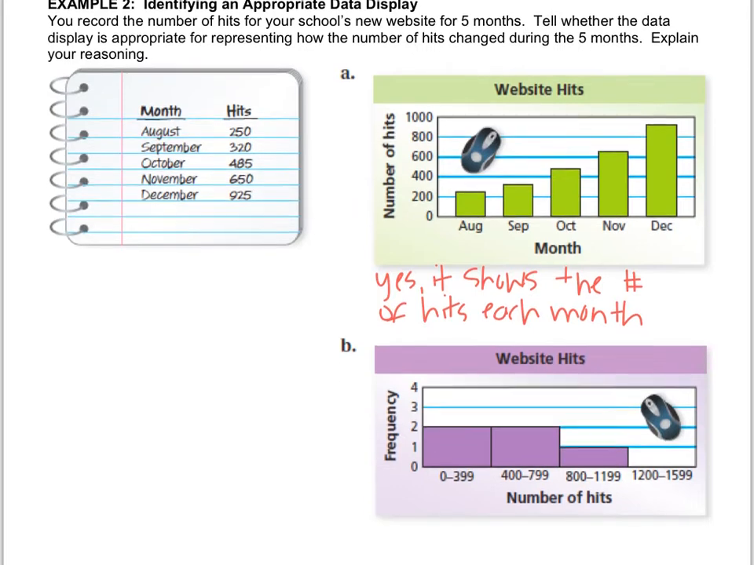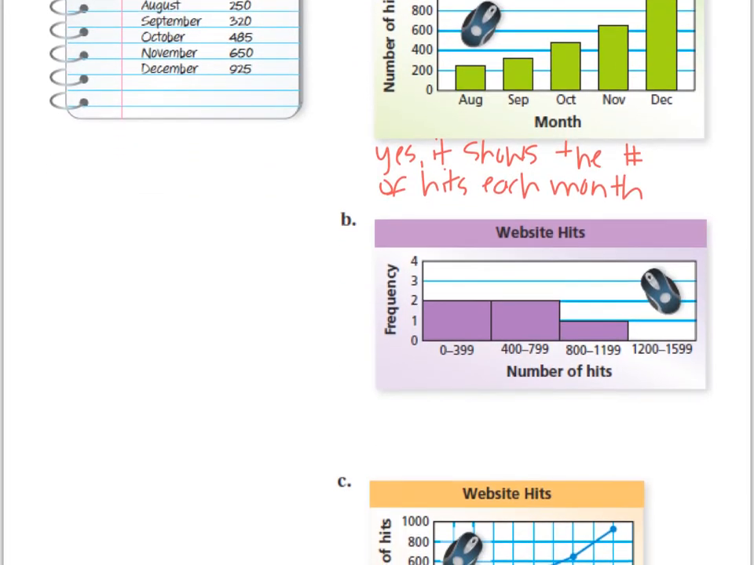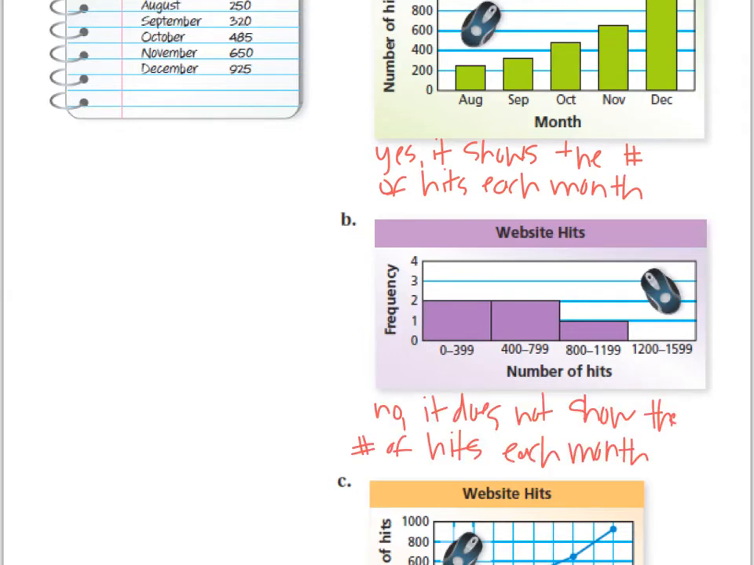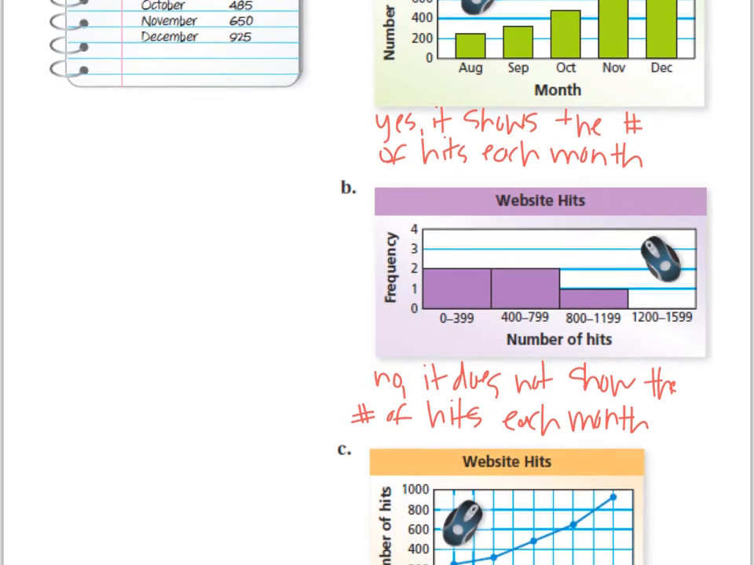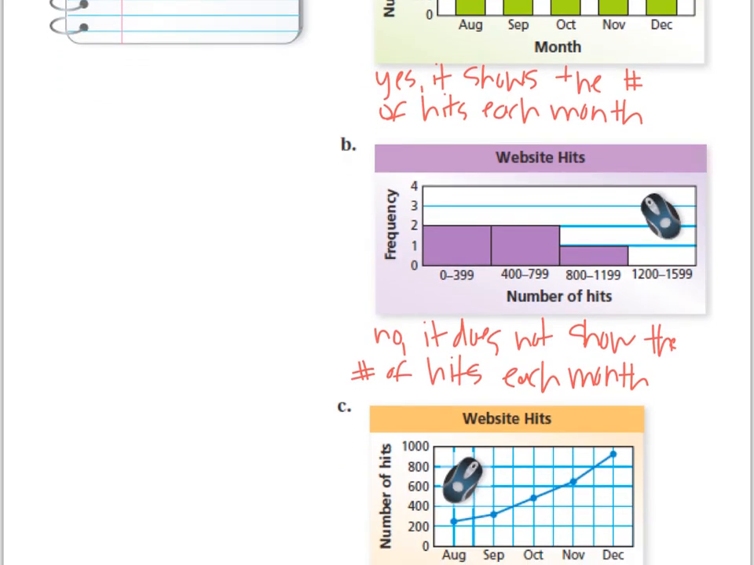Now let's move on to letter B. Now this is a histogram. It does not show the number of hits for each month or how the number of hits changes over time. So this is definitely not helpful. It just shows us how many times each range got a number of hits, and that's not really helpful at all. So I said, no, it does not show the number of hits each month.